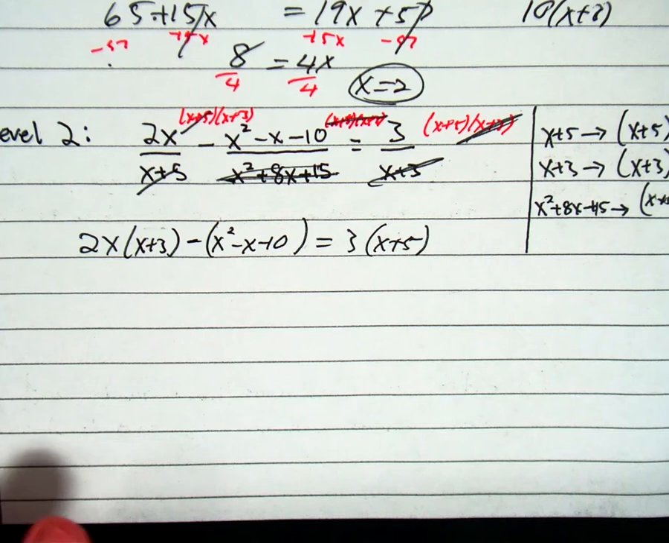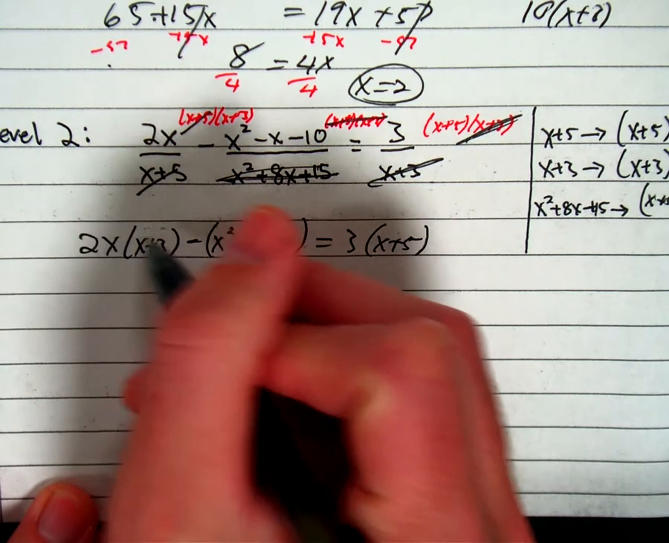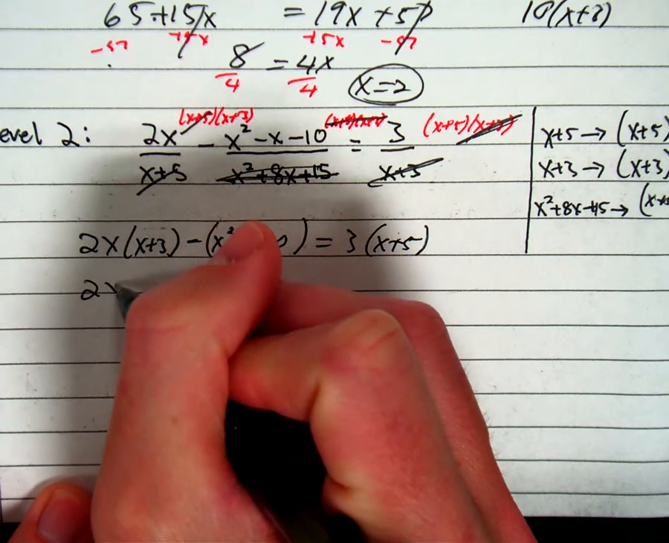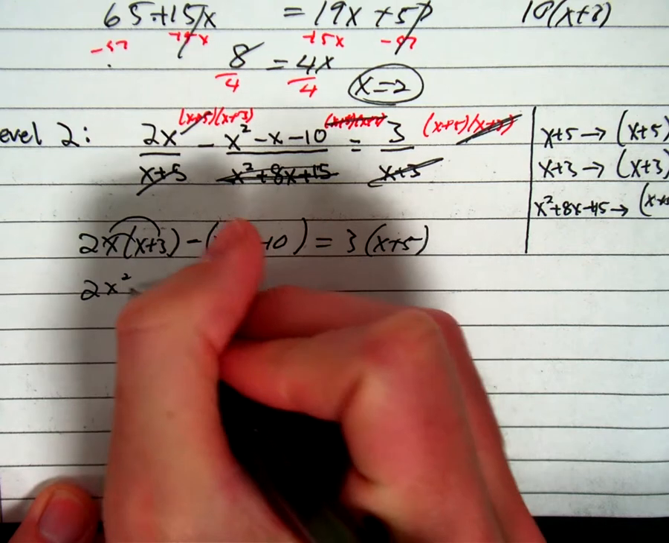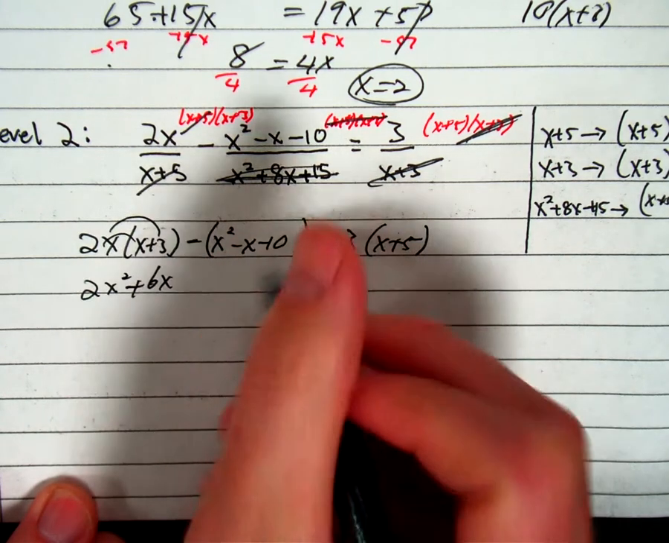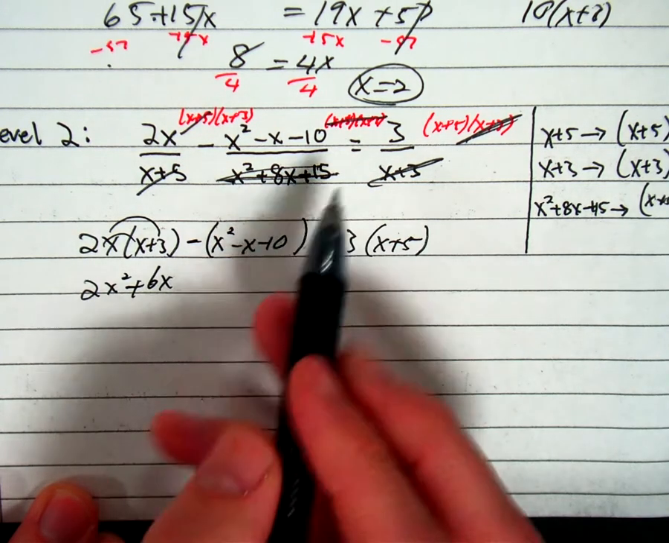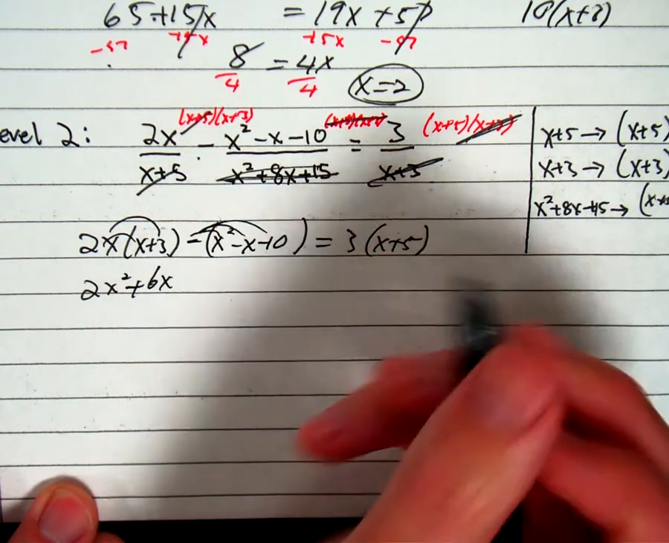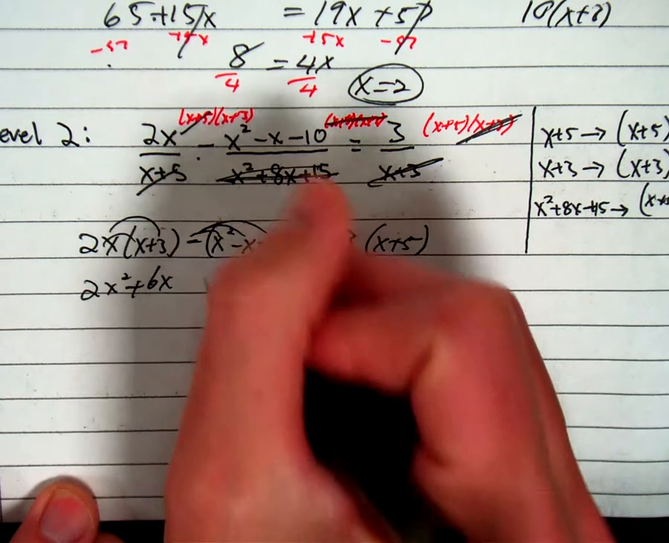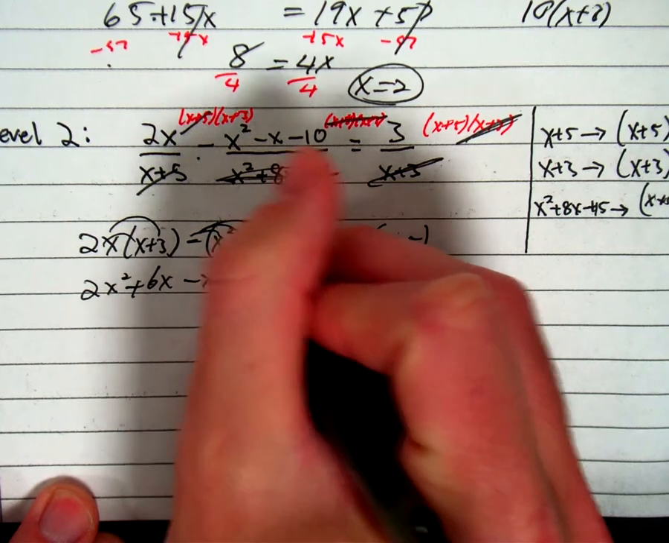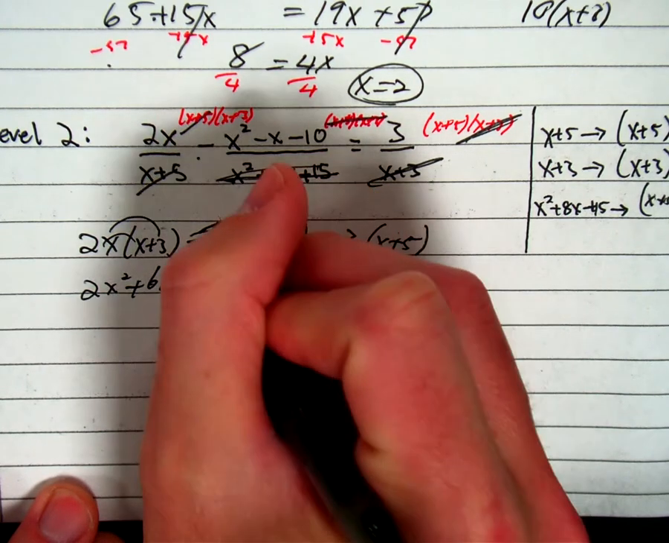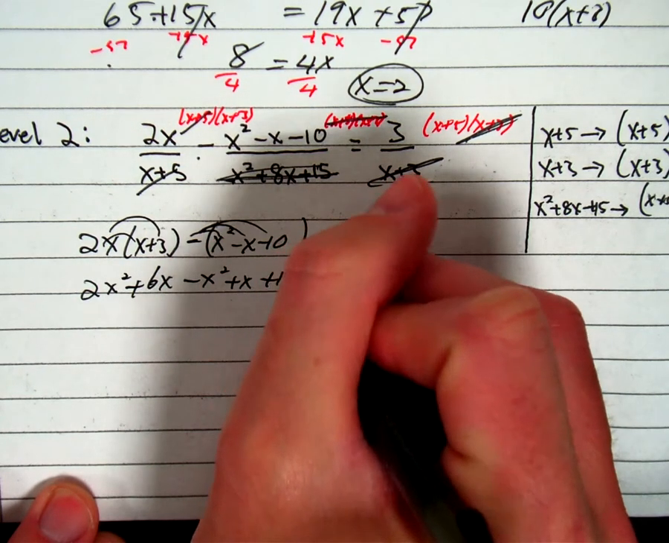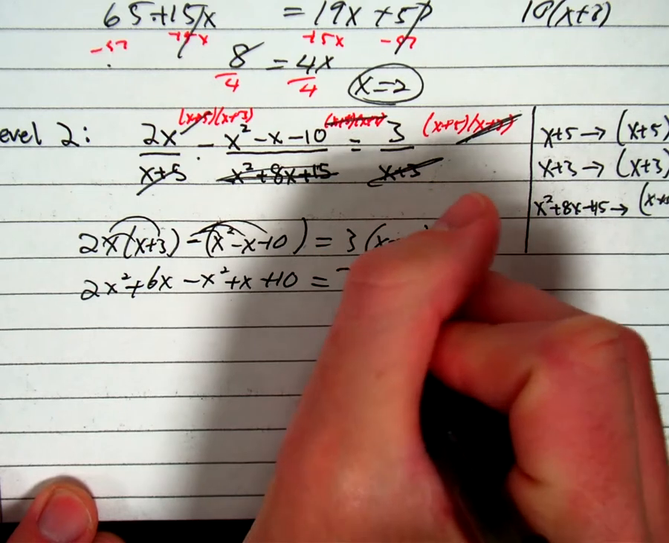Alright, so let's multiply this through. 2x squared plus 6x. Okay, now this is the tricky part, because it was a minus that, so we should take this minus into everything. Minus x squared. Minus minus is a plus x. Minus minus plus 10 equals 3x plus 15.